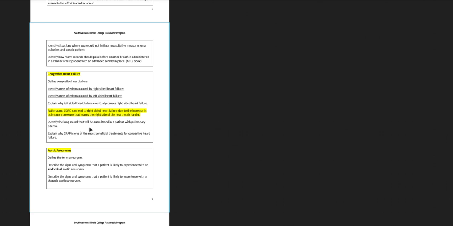Identify the lung sound that will be auscultated in a patient with pulmonary edema. This is most commonly going to be crackles. It's going to sound kind of wet and maybe bubbly.